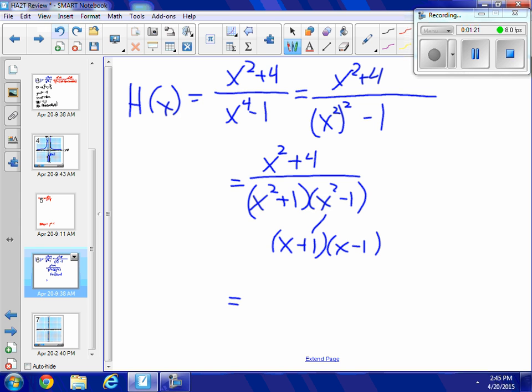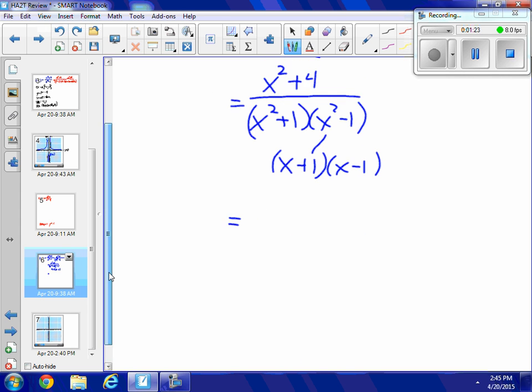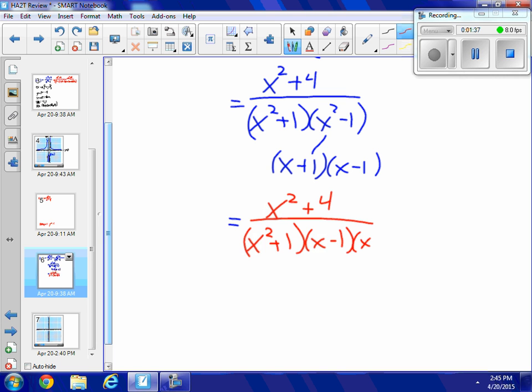So, factoring out this thing completely gives me x squared plus 4 divided by x squared plus 1, x minus 1, x plus 1. So now I can determine the domain. And the domain is going to be whatever makes the denominator 0. So I can see here that 1 will make the denominator 0, and negative 1 will make the denominator 0.